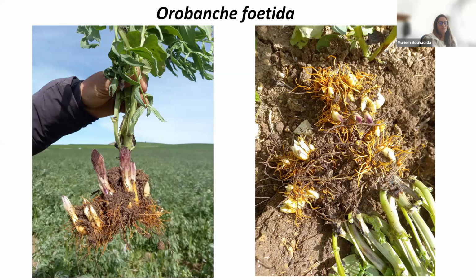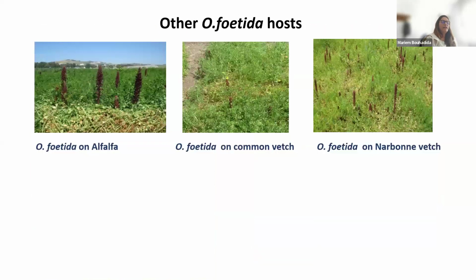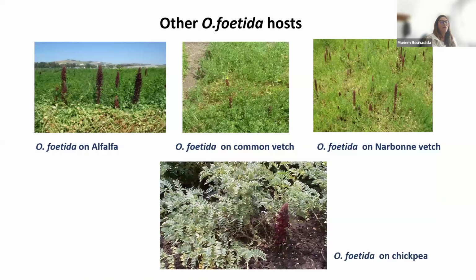But this parasitic plant, unfortunately, is now attacking other legumes, like alfalfa, common vetch, narbon vetch, and recently, in the last years, we are observing the extent of the attacks on chickpea fields, causing severe damages. So Orobanche fetida is becoming also a serious threat for chickpea.